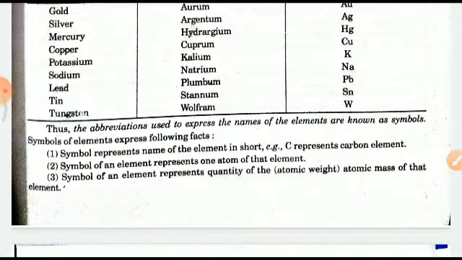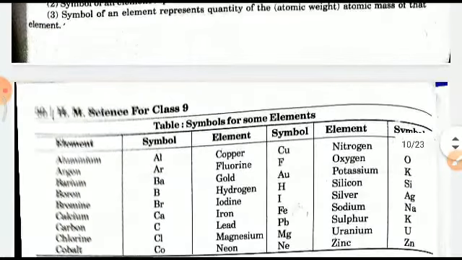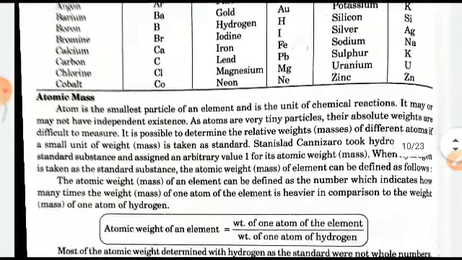Symbols of elements represent the following factors. They represent the name in short, and represent one atom of that element. Symbol of an element represents the quantity, right? Now this is a table of some of the elements which you need to practice.